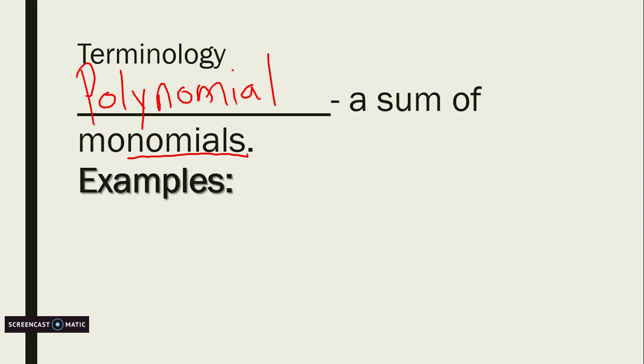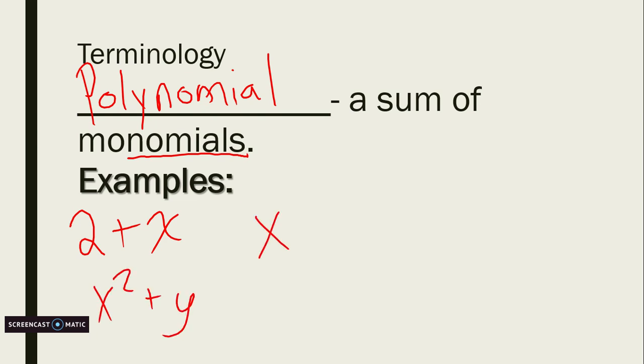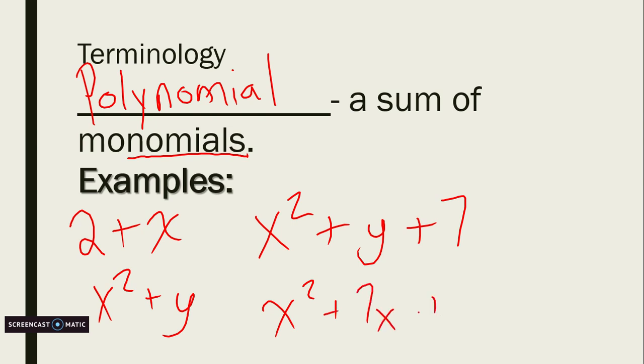And so examples of a polynomial: 2 plus x, x squared plus y, x squared plus y plus 7, x squared plus 7x plus 8. Those are all polynomials. They are adding monomials together. Okay?